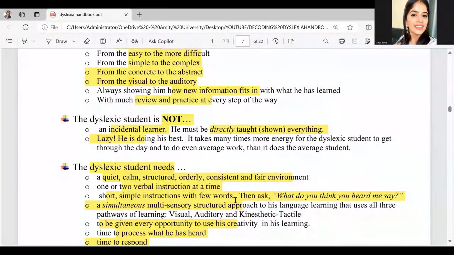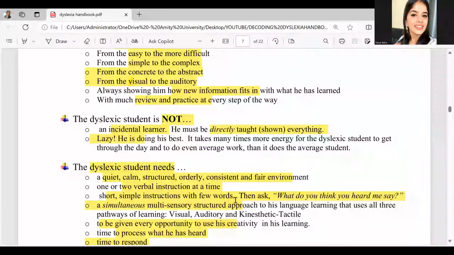the depth of that situation must be taught to that child. The dyslexic student is not lazy. He is doing his best. We should be aware of it. He is trying to put in his efforts. He is not giving excuses. He is not trying to be lazy.